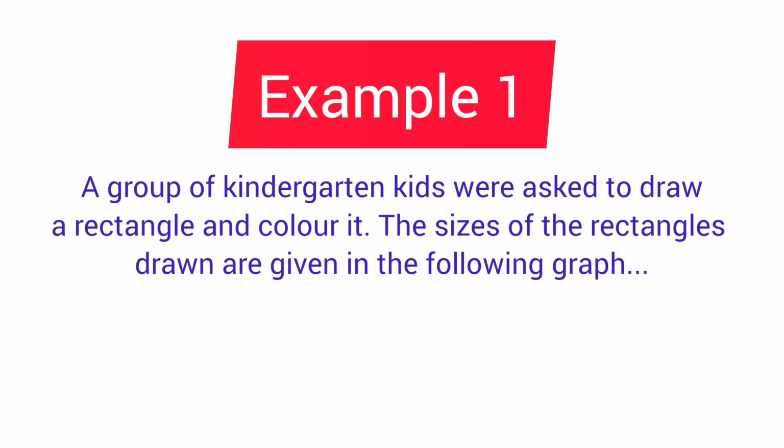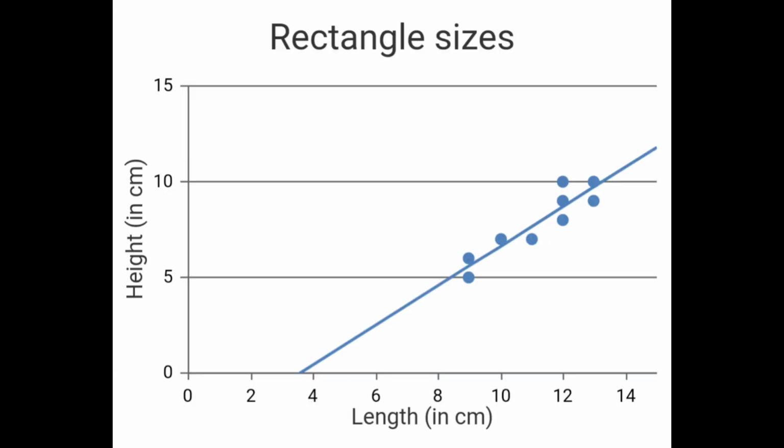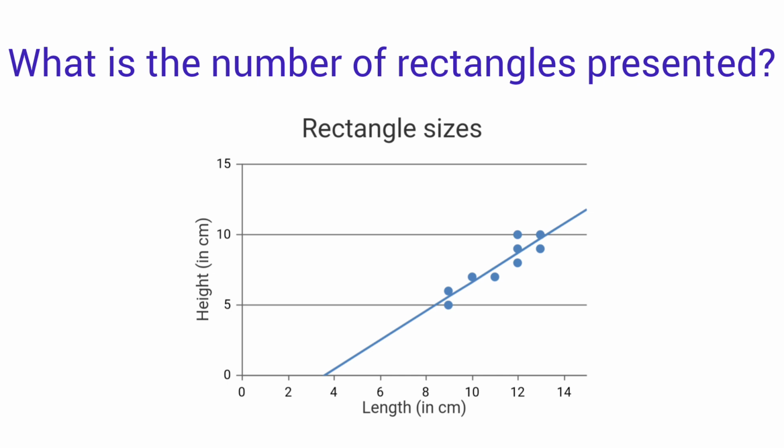A group of kindergarten kids were asked to draw a rectangle and color it. The sizes of the rectangles drawn by them are given in the following graph. Let's answer some questions based on the information presented in this graph. What is the number of rectangles presented? There are 9 points on the graph. So, the number of rectangles presented is 9.